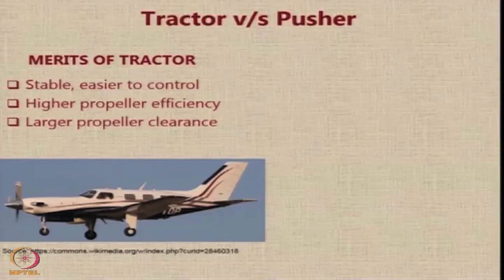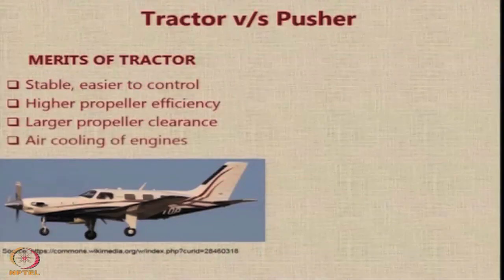This is especially true for tailwheel type of configurations, where the propeller in the nose gives you more clearance with the ground, and the air which the propeller throws on the fuselage can be used to cool the engine. So, most tractor engine configurations have air cooling of the engines.